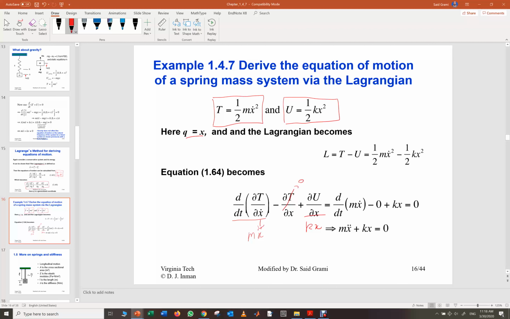So at the end we get the equation of motion given by this equation, the same as what we obtained using the free body diagram. As you see, using the Lagrange equation, we can easily find the equation of motion. Of course, if we divide the equation by the mass, we get x double dot plus k over m x equals 0, and k over m is omega n squared. So it's easy to find the equation of motion using the energy concept or the Lagrange equation.